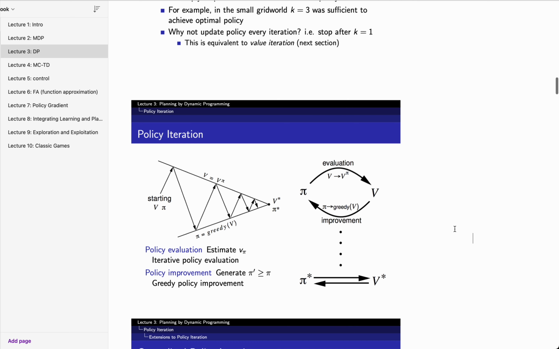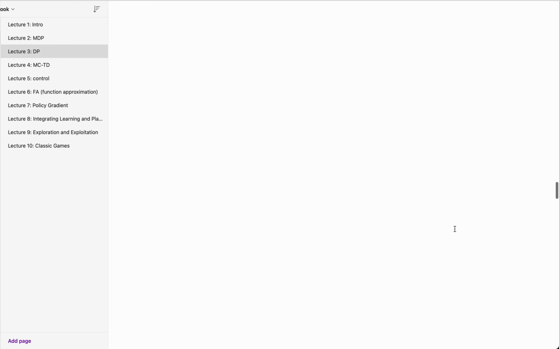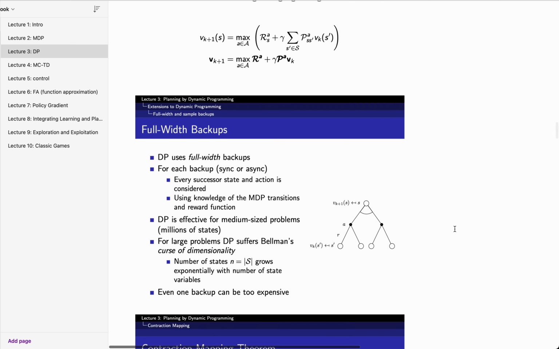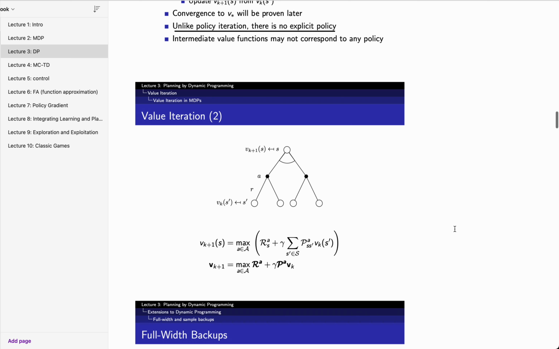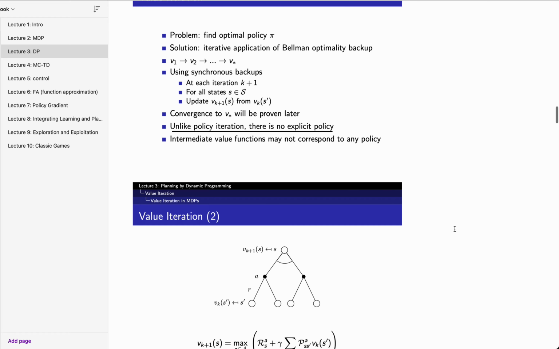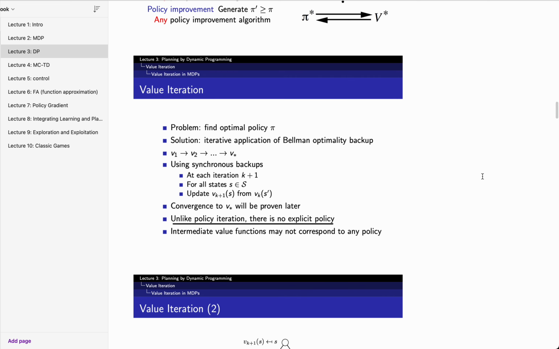He also explained a value iteration concept, which is similar. Wait, where is my value iteration slide? Oh, right here. So value iteration, unlike policy iteration, there is no explicit policy. Okay. No explicit policy.